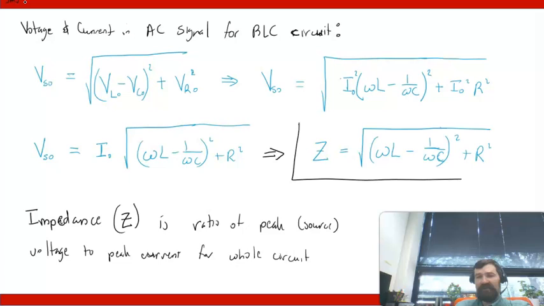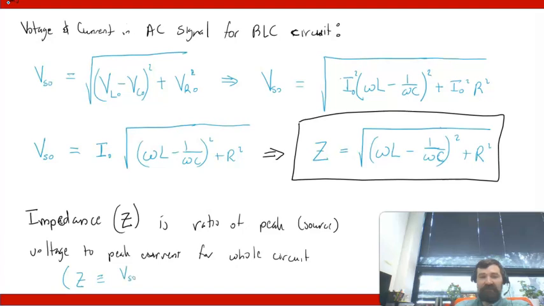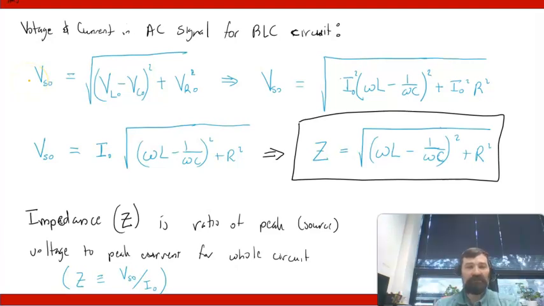It's going to give you that ratio of V naught source over I naught. So in some sense, we could say down here that Z is defined as V source 0 over I 0. But this right here is the actual equation for determining the impedance for our system. Let's look at a quick example of impedance before continuing on with our lecture here.